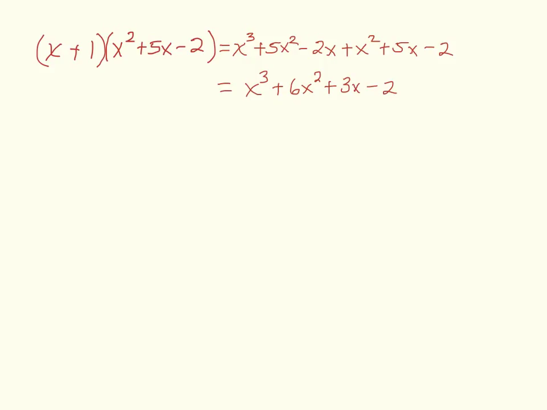So these are your special products: FOIL, squaring a binomial, and multiplying a sum of 2 terms times the difference of the same 2 terms. Go and practice so you can get a handle on this. You will need this in the next chapter.